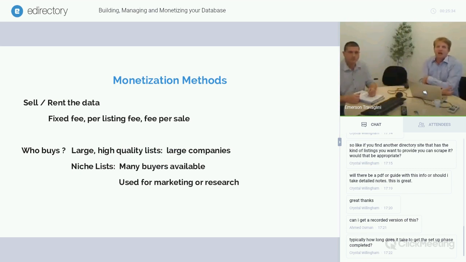So for monetization, for a high-level overview, there's a couple ways you can do it. Obviously, you sell listings. That's the easy one. It's right there on the website. But there's a lot of other things you can do with your database. And many of our customers, actually, the listing sales are a small part of the business, even a nominal part of their business.